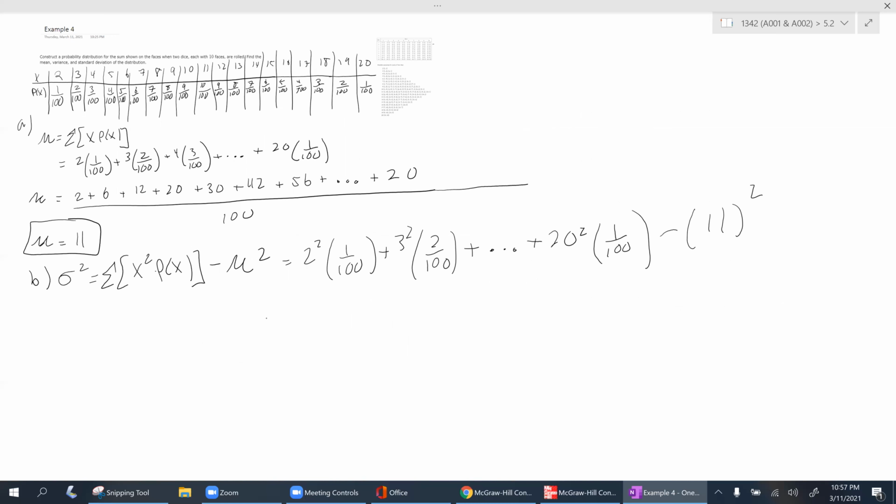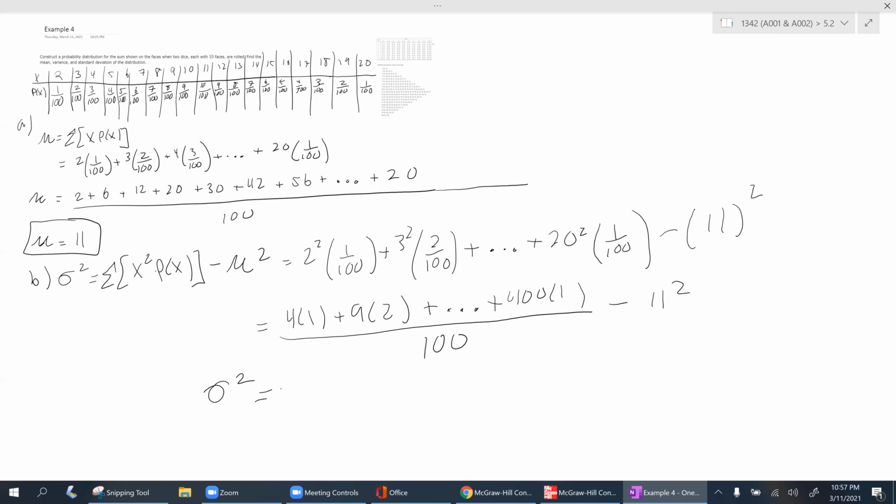If we were doing it in the same format we were doing before, that is like saying 4 times 1 plus 9 times 2 plus, all the way to 20 squared, which is 400 times 1, all over 100, minus 11 squared. Like I said, you may go ahead and pause your video, and we should get 16.5.